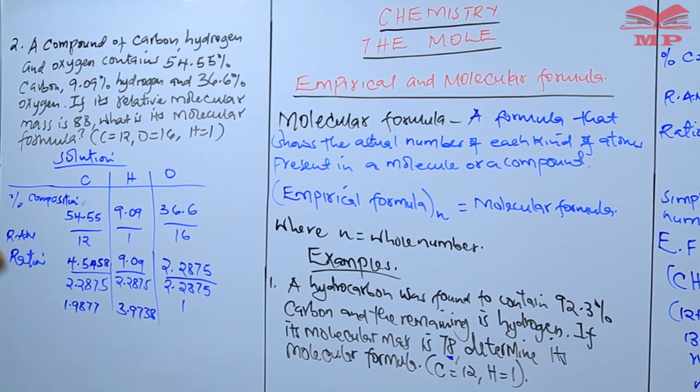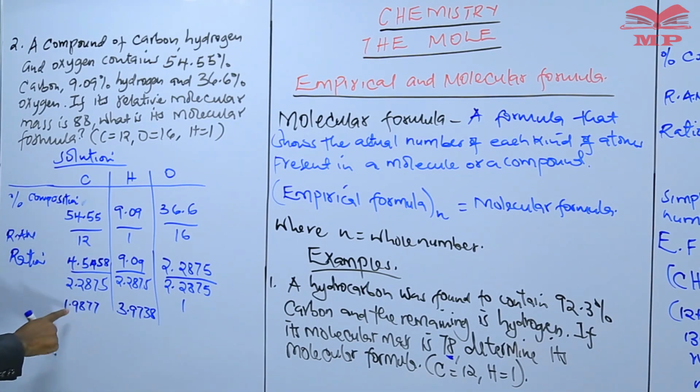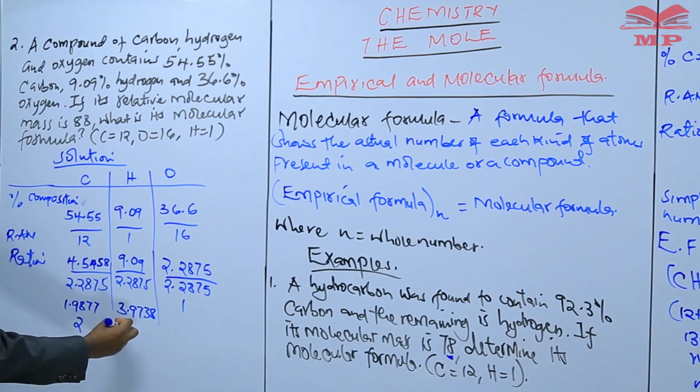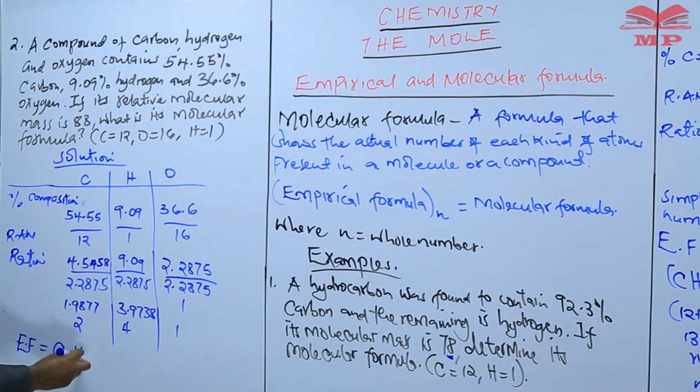So we said once you get a 0.9, then round it off to the nearest whole number. When you round this off, it will be 2. This one will be 4. Then this will remain 1. Therefore, this is the simplest whole number ratio in which these elements are combining. And therefore, the empirical formula is C2H4O, where O is just one atom.